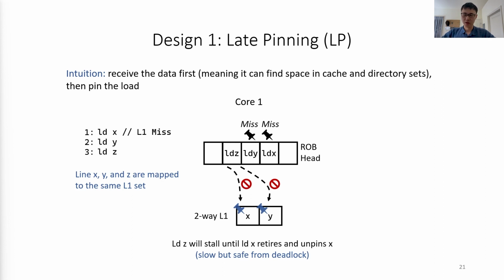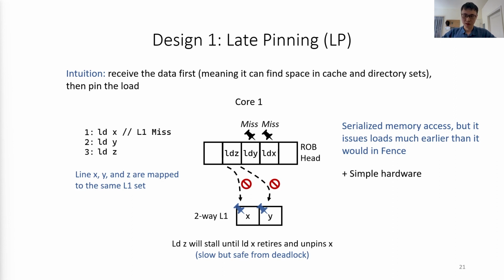In late pinning, a load must receive its data before being pinned. The memory access is serialized, but the load can be issued before reaching the ROB head, which is much earlier than it would be in fence. The advantage of this design is simple hardware, but the downside is that the memory access is still serialized. It will have low performance for programs with high L1 miss rates.